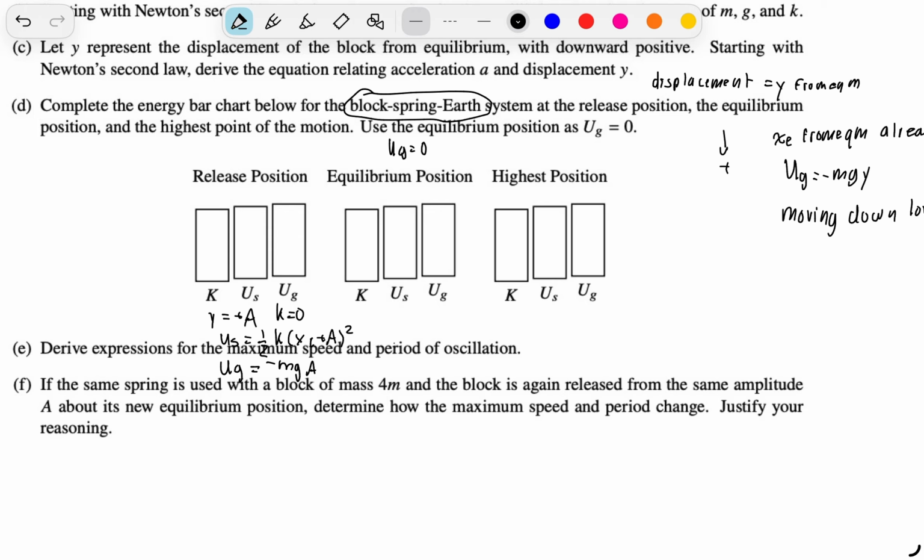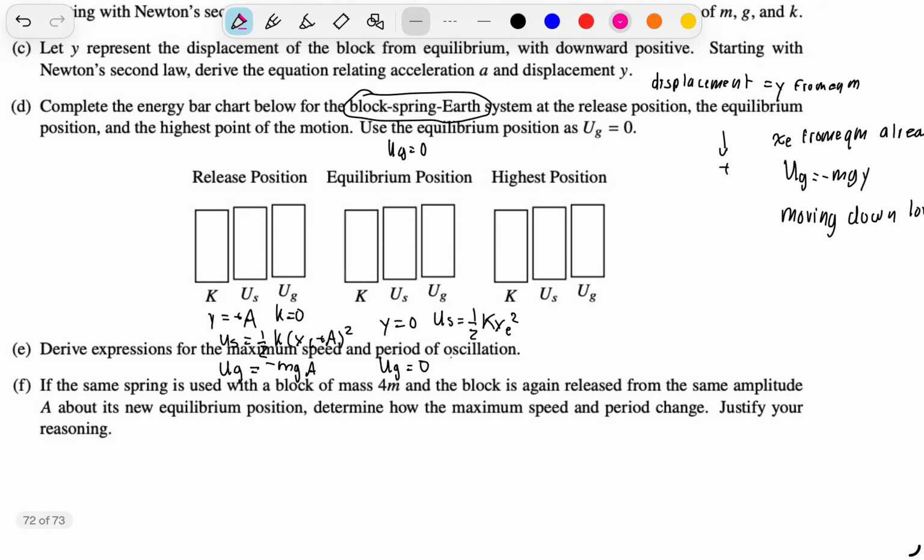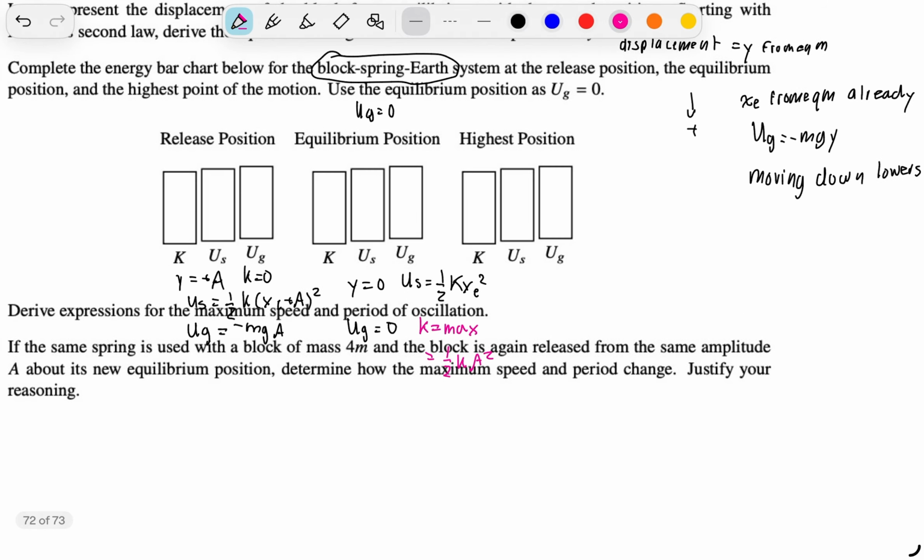Now when you're at equilibrium, you have y is equal to 0, US is equal to 1/2 k xe squared, UG is equal to 0, and K is max, which is 1/2 k A squared. So for the highest position, we have y is equal to negative amplitude. We have the block momentarily at rest.